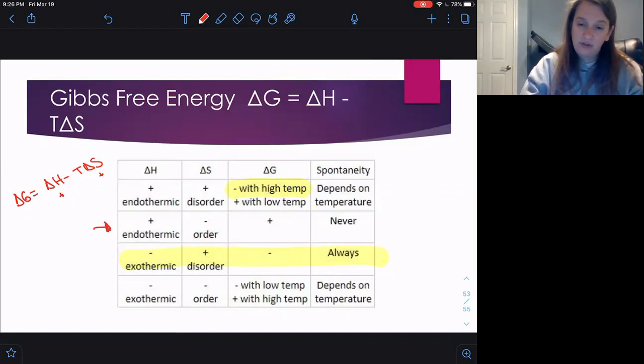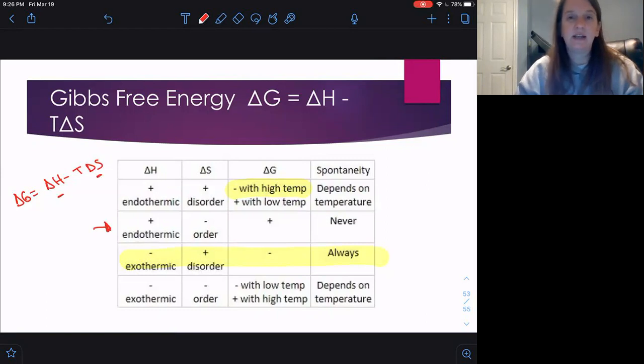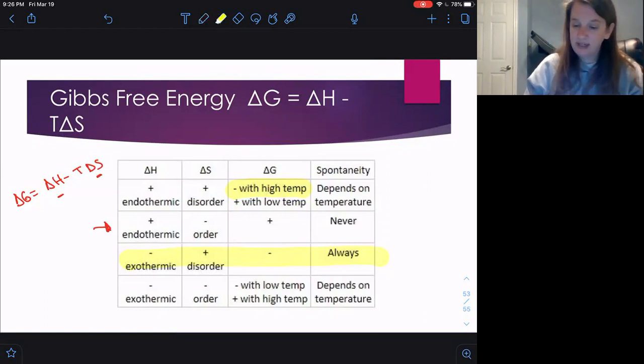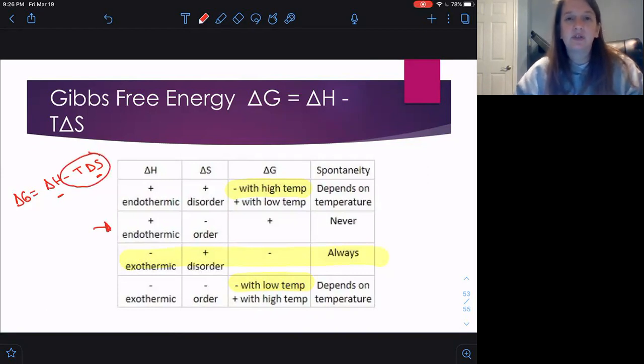Now, conversely though, if they're both negative, if the delta H is negative and the delta S is negative, then it's only going to be spontaneous at low temperatures because, again, when we subtract a negative here, minus T delta S, if we're subtracting a negative number, we can keep the delta G negative if this product is smaller than this negative delta H over here, okay?